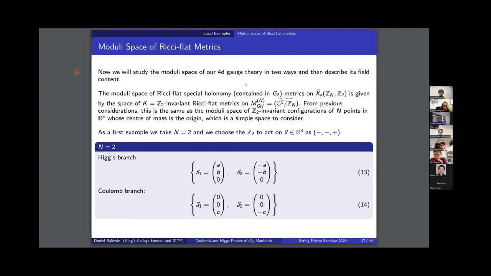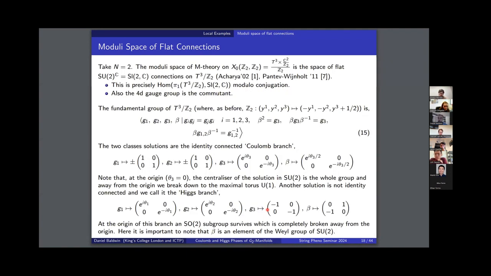Another way that we can study the moduli space is by thinking about the space of flat connections on this 3-manifold, T3 mod Z2. It's known that the moduli space of M-theory on orbifolds of this form is given by the space of flat complexified ADE connections on the 3-manifold, which in this case is T3 mod Z2. So if we take n to be 2, the moduli space is given by the space of flat complexified SU2 connections on T3 mod Z2.